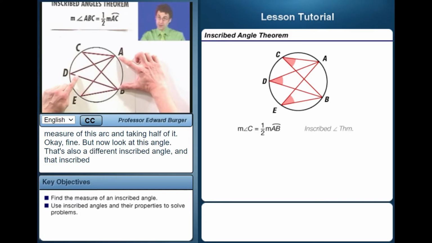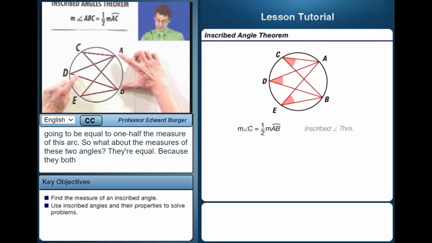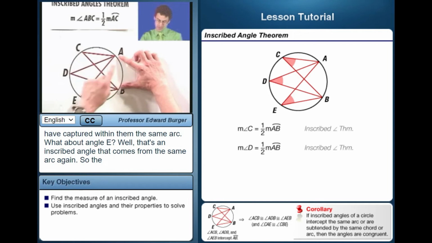Okay, fine. But now look at this angle. That's also a different inscribed angle, and it comes from these two chords, but notice those two chords capture the same arc. That means the measure of this angle is going to be equal to 1/2 the measure of this arc. So what about the measures of these two angles? They're equal, because they both have captured within them the same arc. What about angle E? That's an inscribed angle that comes from the same arc again.